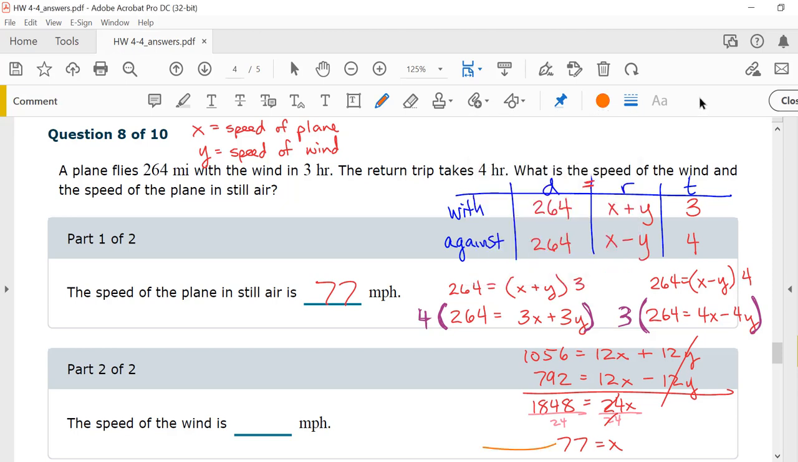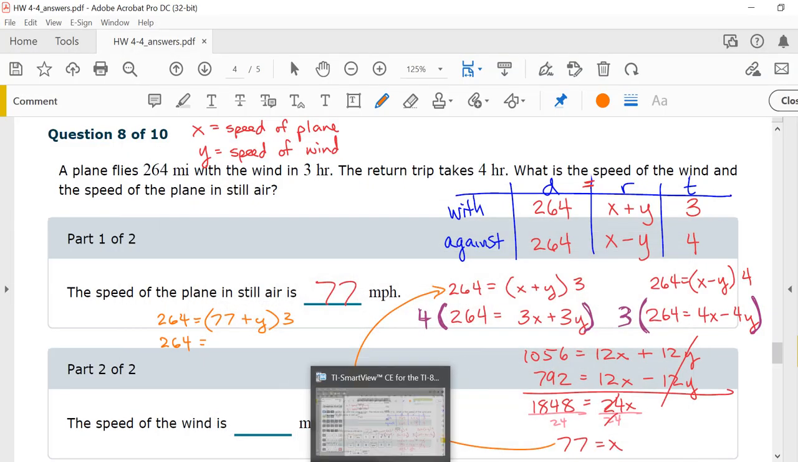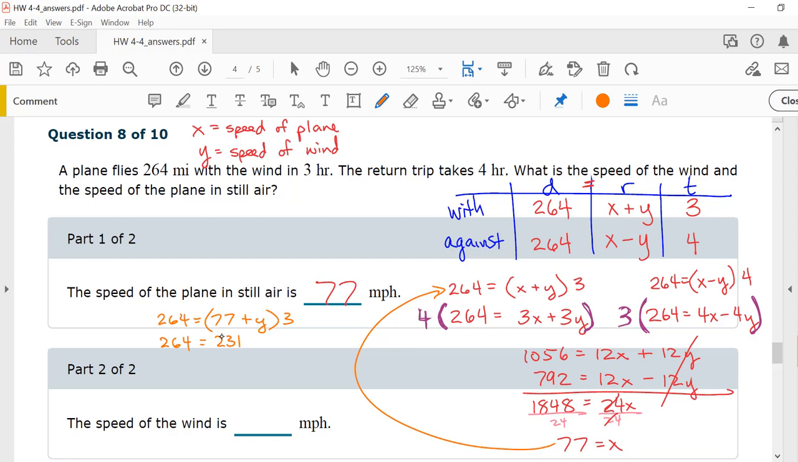I'm going to plug that back into here. So I get 264 equals (x, which is 77, plus y) times 3. 264 equals 77 times 3, 231, plus 3y.